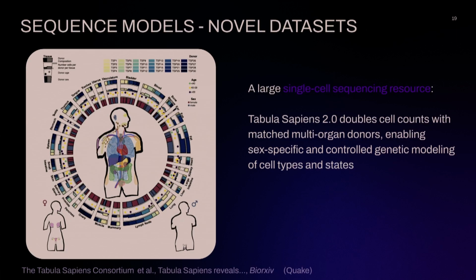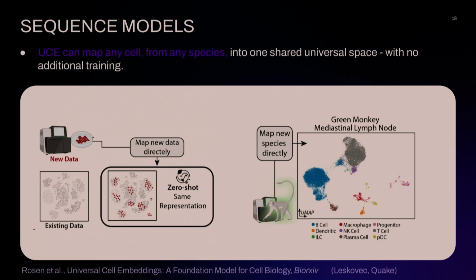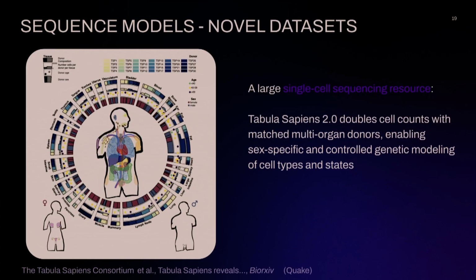But we also know that no model is better than the data that it's trained on and fed with. So in parallel, Stephen Craig's lab has also worked with the Tabula Sapiens Consortium to generate Tabula Sapiens 2.0, a single-cell sequencing resource that is being used by people all over the world. And this resource really doubles the number of cell counts that we have, and it's specifically focused on enabling sex-specific and controlled genetic modeling of cell types and states. So basically, they learned from where they had poor resolution in this previous work to be able to target that type of data generation going forward.